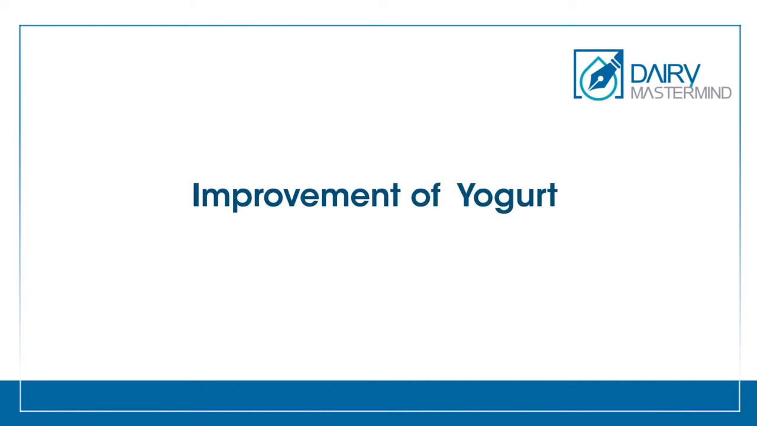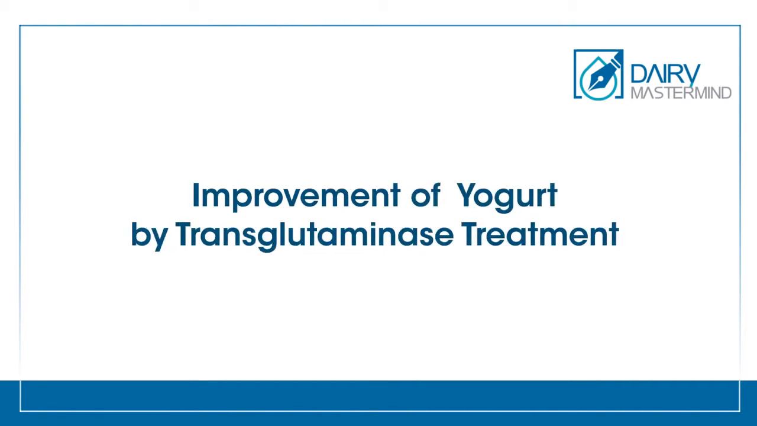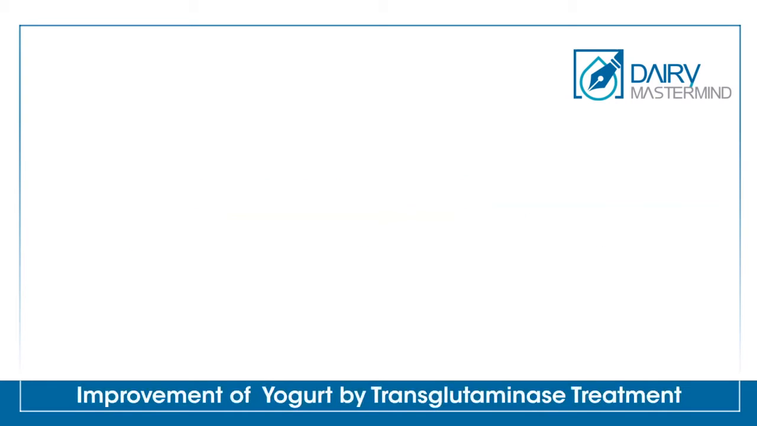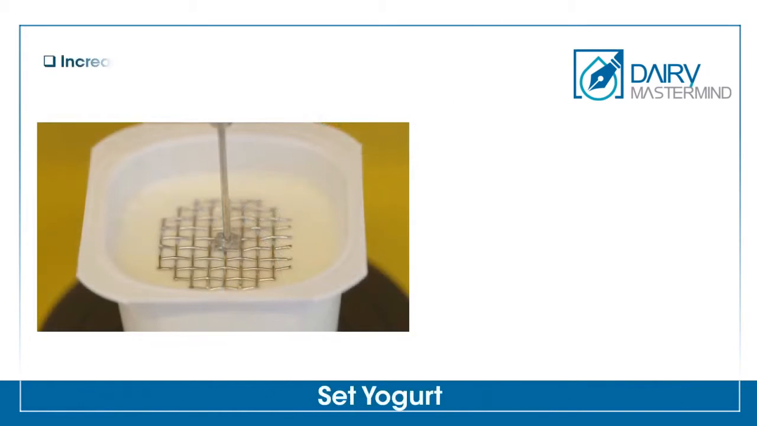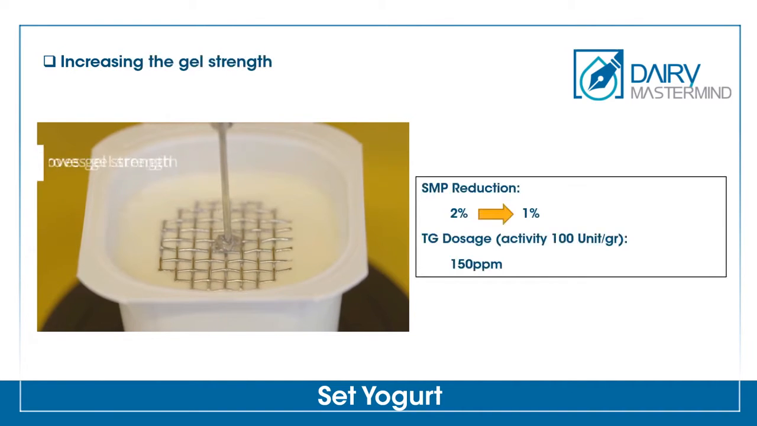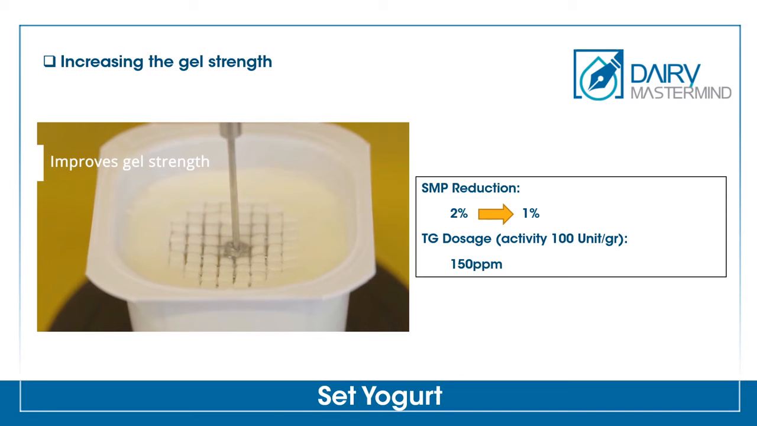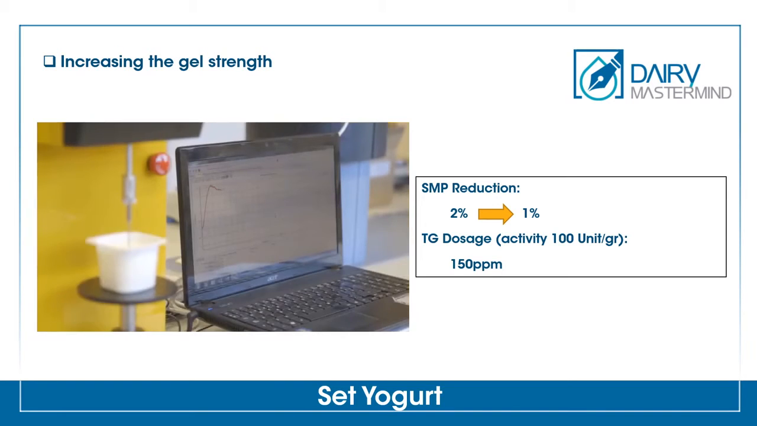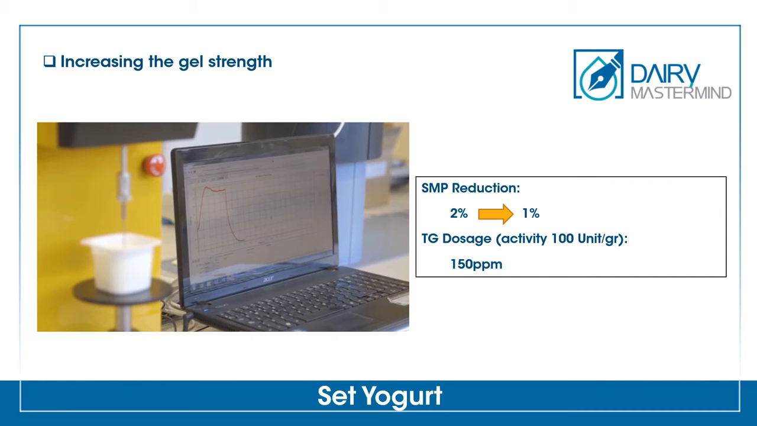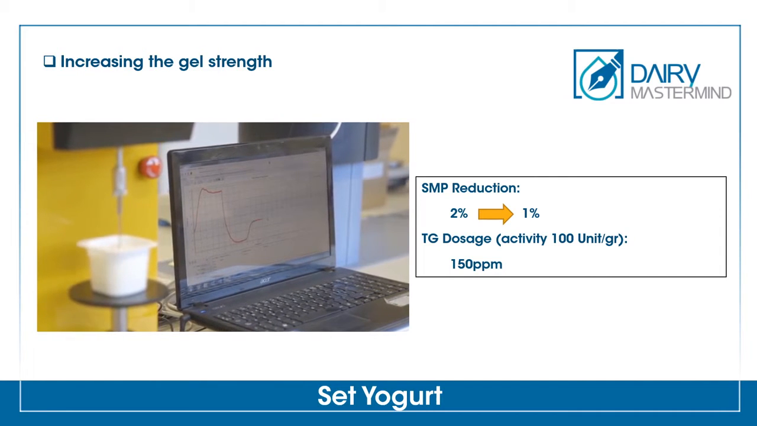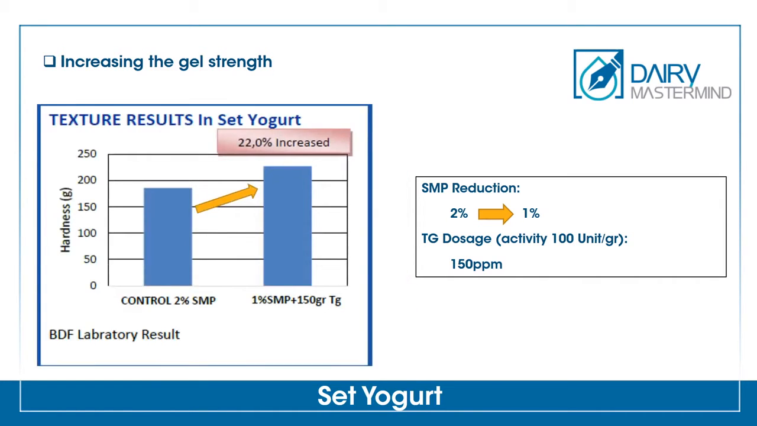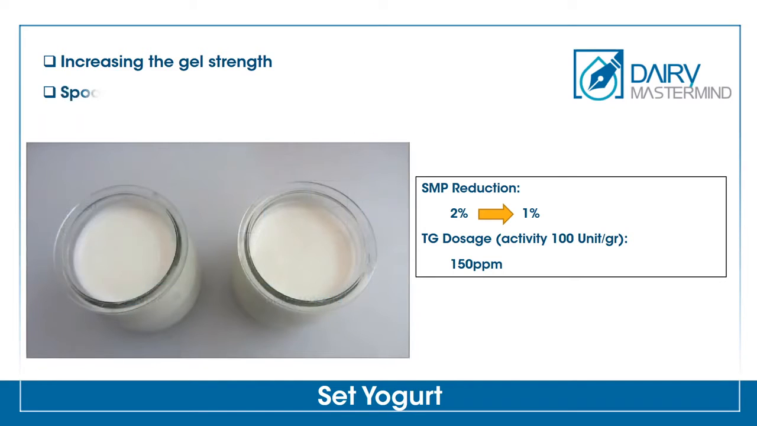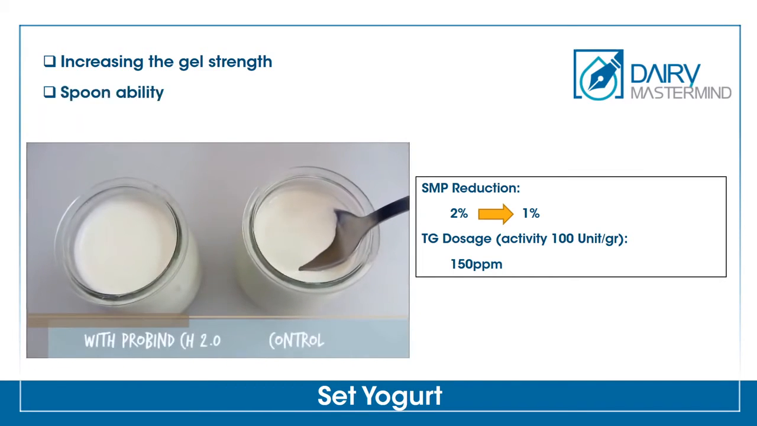The textural property improvement of yogurt by transglutaminase treatment. Set yogurt. It can increase the gel strength or hardness. By reducing 1% of SMP and replacing it with 150 ppm of TG enzyme with an activity of 100 units per gram, the hardness will increase by 22%. It can increase the spoonability as well.